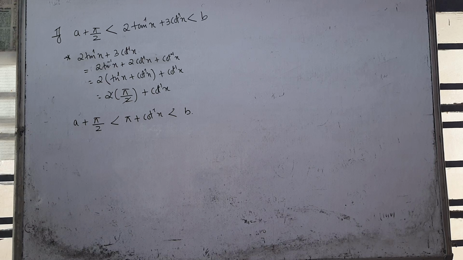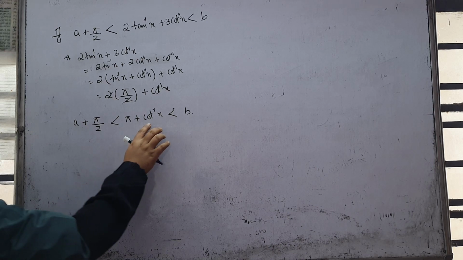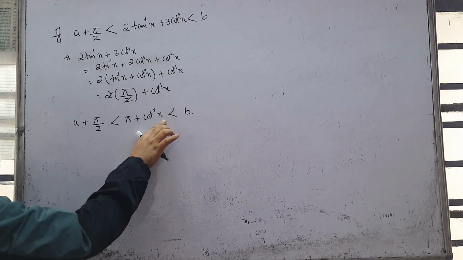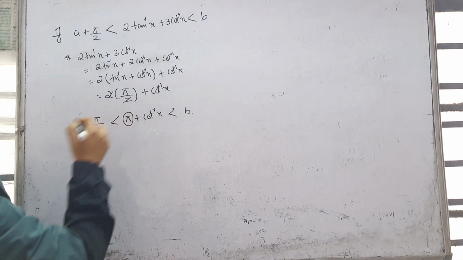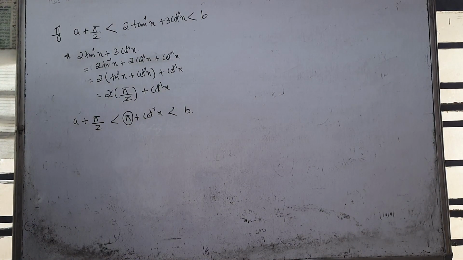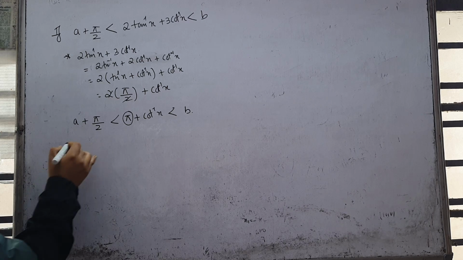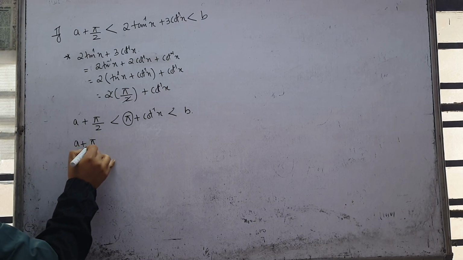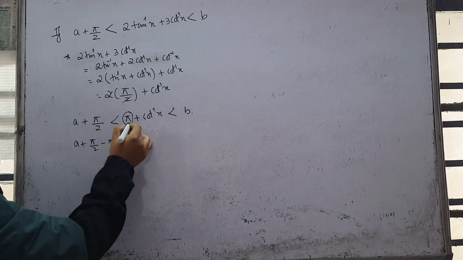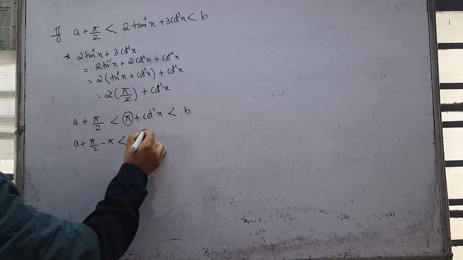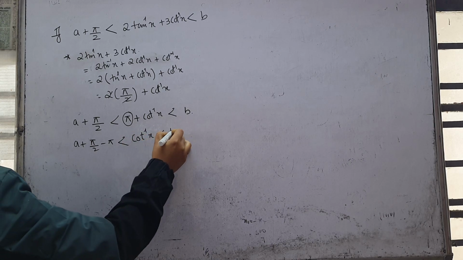And I have already taught you how to find out the domain and range, isn't it? Now, I have to remove, look at this. I need to find the value of cot inverse x. What is extra out here? Pi. So how do you remove pi? I'm going to subtract pi. So what do you get? Please tell me. A plus pi by 2 minus pi. Pi and pi get cancelled. So we have cot inverse x is less than b minus pi.